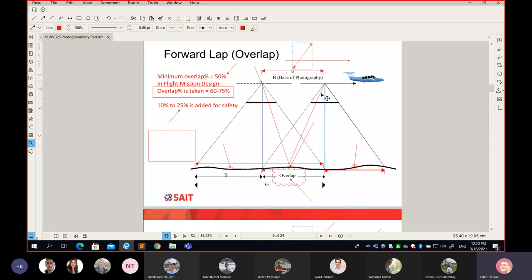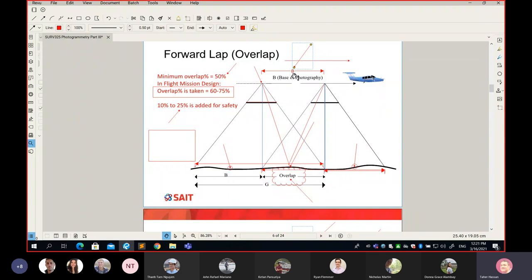And that's why 20 years ago, people used to do that manually. So they say, okay, I want to have a 60% overlap. Because they have the flying height and they know the camera, they are able to find the overlap in distance. Then your G minus the overlap will give you the B, the base of photography. You guys are exactly right. When the overlap increases, the base gets smaller. When the overlap decreases, the base gets larger.